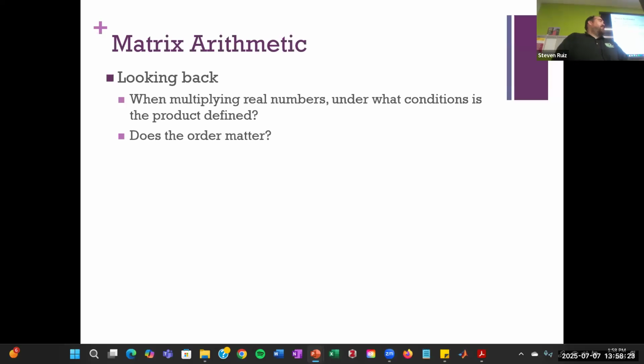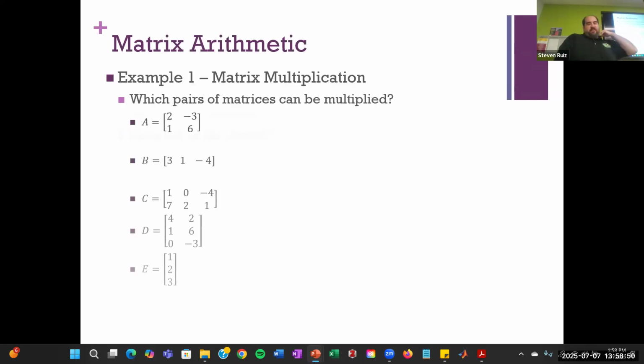Does the order matter? What's 5 times 9? Is that the same as 9 times 5? Is there any two numbers that you could switch and change the answer? So in multiplication, it's always defined, and it's commutative, meaning I don't care if I move the numbers, the result is identical. For matrices, that's not true.